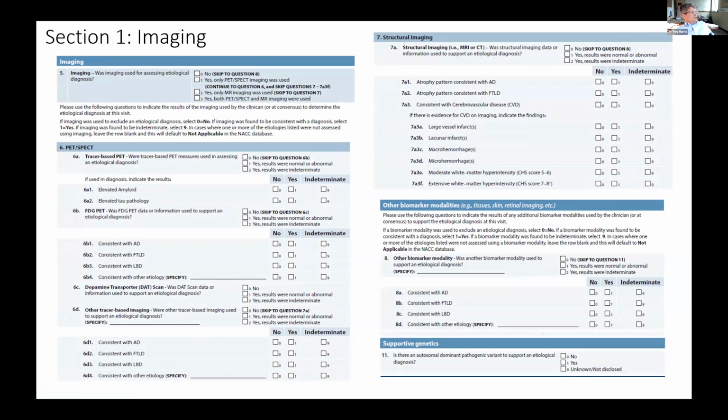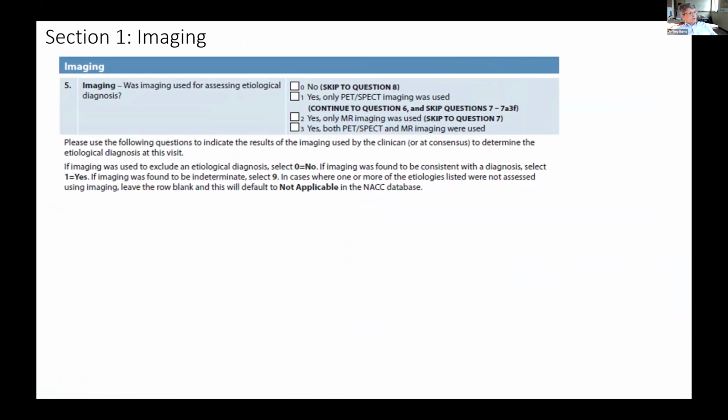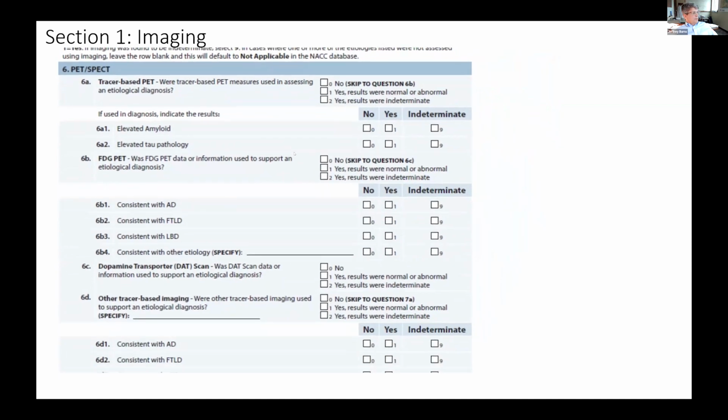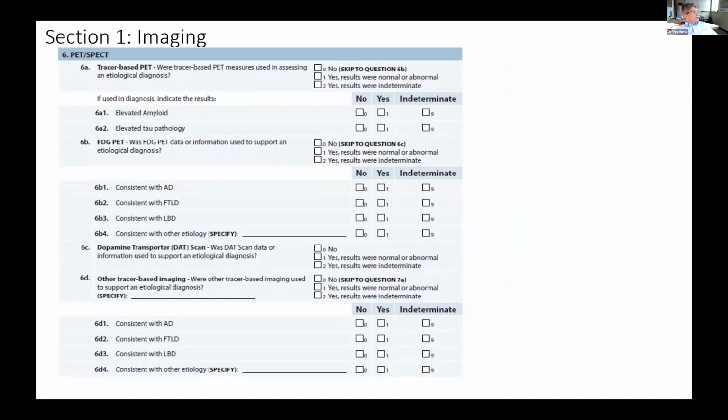Okay, so let's move to imaging now. So was imaging used to assess the etiological diagnosis? If no, we can skip to the next section. But if yes, was it PET, SPECT, or MRI imaging or structural imaging? You check both, and the sections will open up. PET, SPECT begins with tracer-based imaging, first to indicate elevation of amyloid or elevation of tau pathology, yes or no.